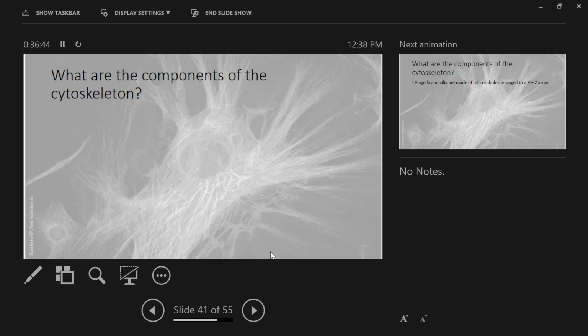So still the same question, what are the components of the cytoskeleton? Told you we're going to be dealing with this question for a little while.